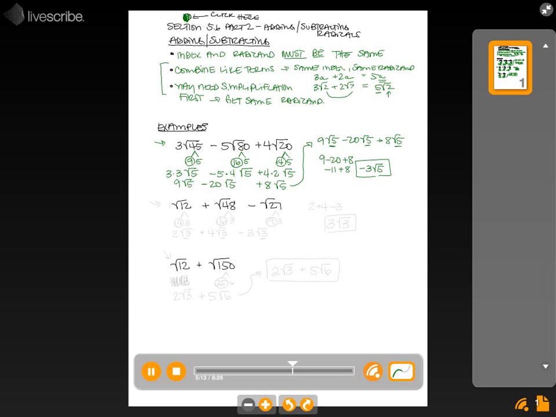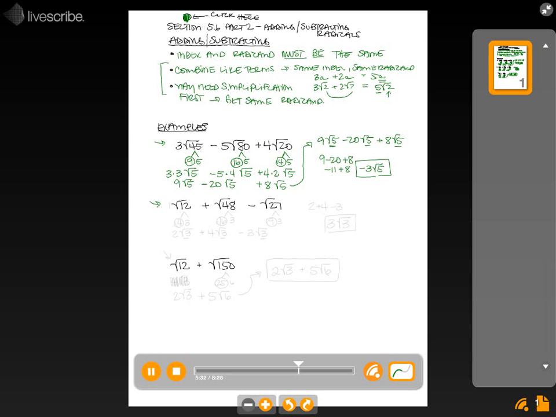It's like saying I have 9 apples, I gave 20 apples away, and then I got 8 more. Well, how many do I have left? I'm 3 in the hole. So I have negative 3 square roots of 5. Okay? Hopefully that makes sense using the apples. I didn't want to confuse you, but all you're really doing is looking at the number out in front.